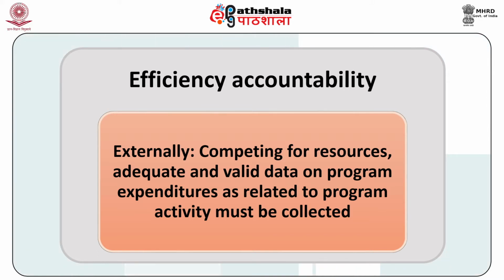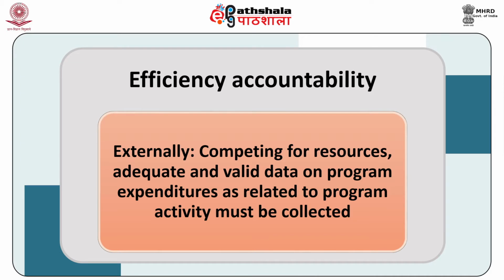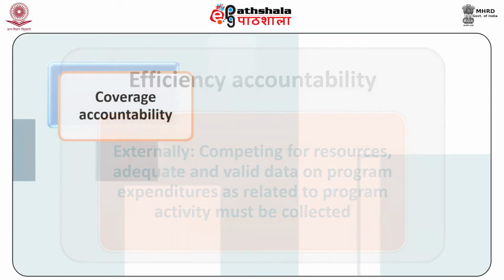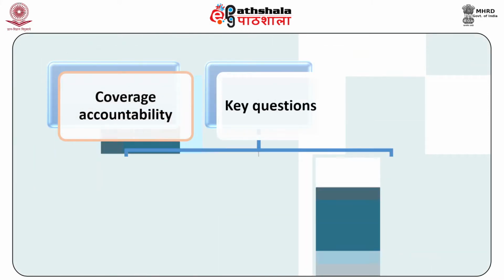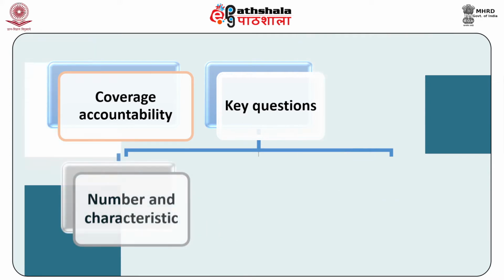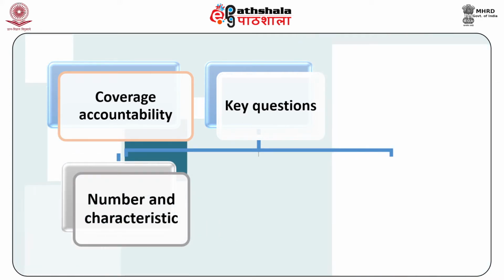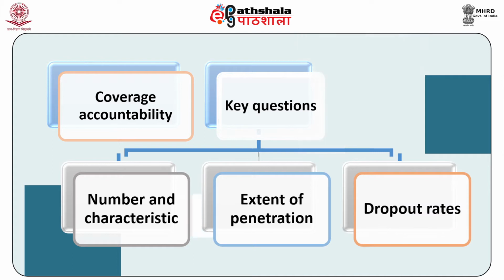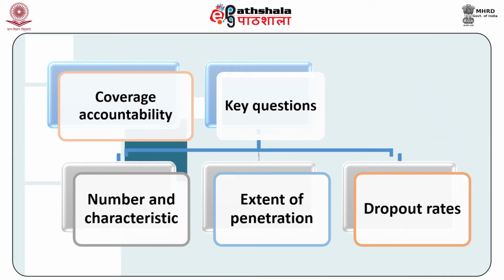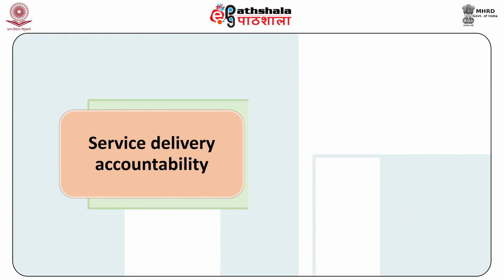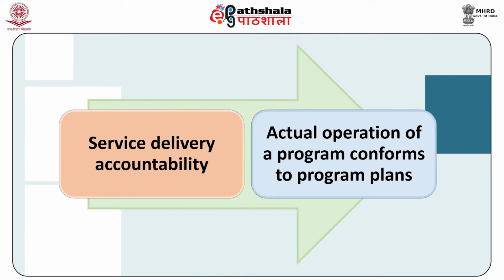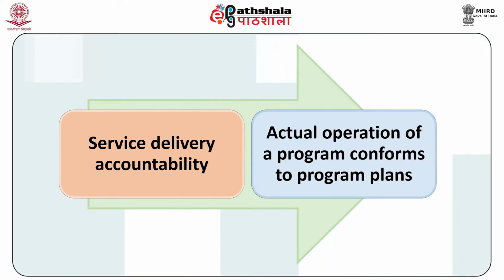Adequate and valid data on program expenditure as related to program activity must be collected. Coverage accountability. The key questions here relate to the number and characteristics of targets, the extent of prevention and penetration, dropout rates, and so on. Service delivery accountability. It is usually necessary to assess how the actual operation of a program conforms to program plans.